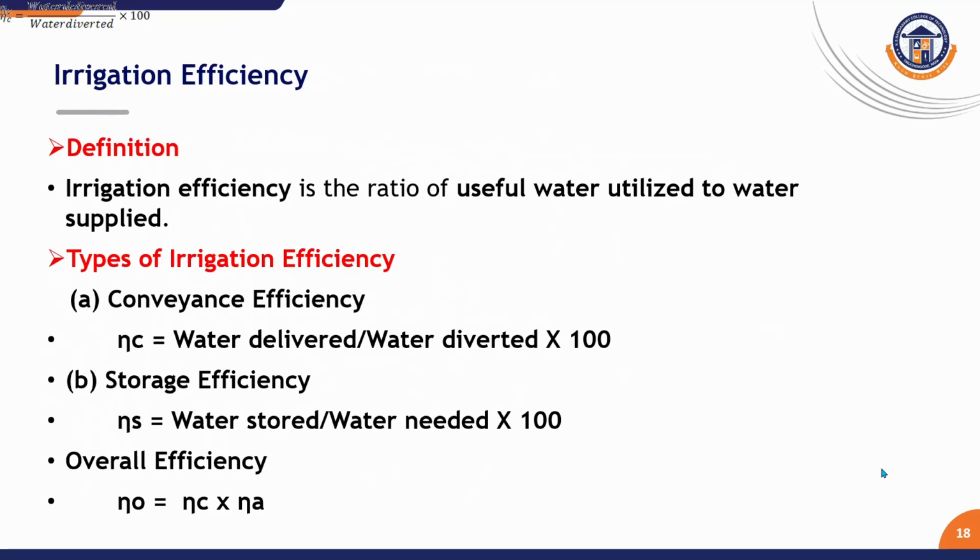The next one, irrigation efficiency. What is meant by irrigation efficiency? Irrigation efficiency is the ratio of useful water utilized to water supplied. The following are the types of irrigation efficiency. First is conveyance efficiency and second is storage efficiency. Conveyance efficiency equals water delivered divided by water diverted, times 100. Storage efficiency equals water stored divided by water needed, times 100. Therefore, overall efficiency equals conveyance efficiency times storage efficiency.